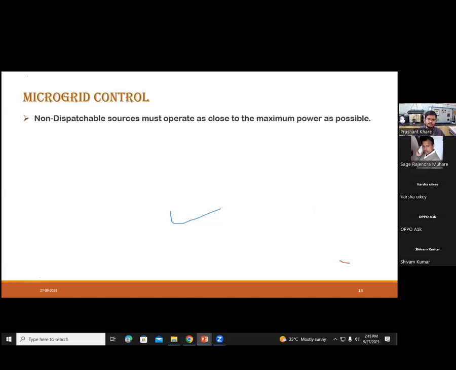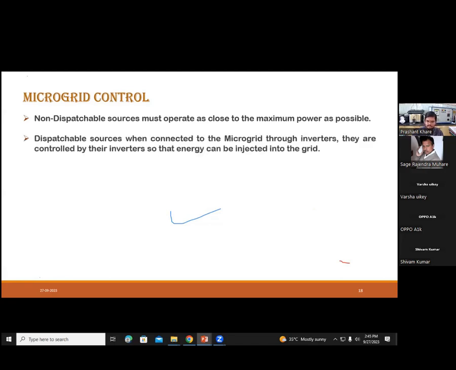So what type of control is available? See what they are telling. Your non-dispatchable source must operate as close to the maximum power as possible. What's the reason? Non-dispatchable means solar or wind. Solar and wind generally provide very low-cost power, meaning the power is very cheap. So first we try to extract as much power from these sources as possible.